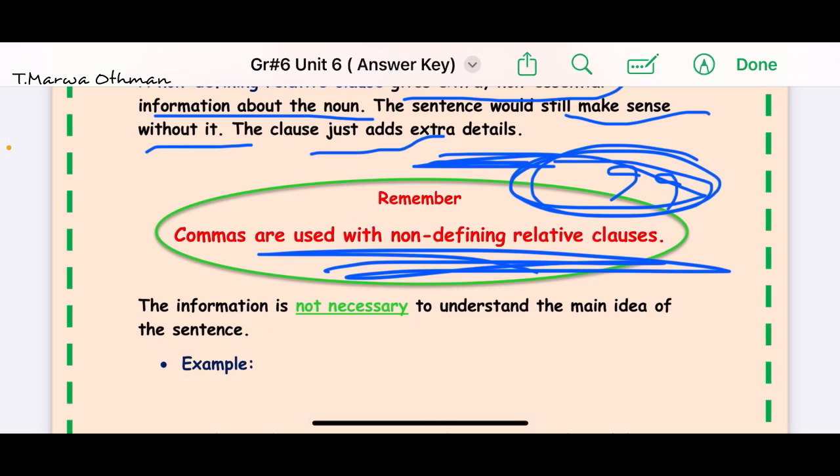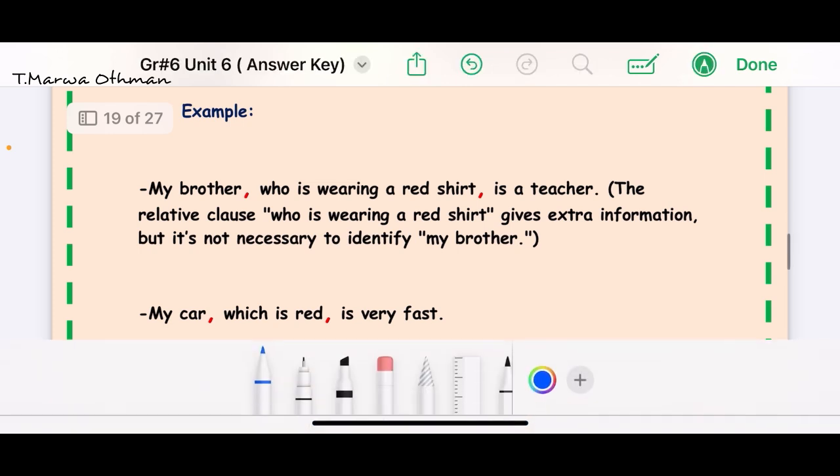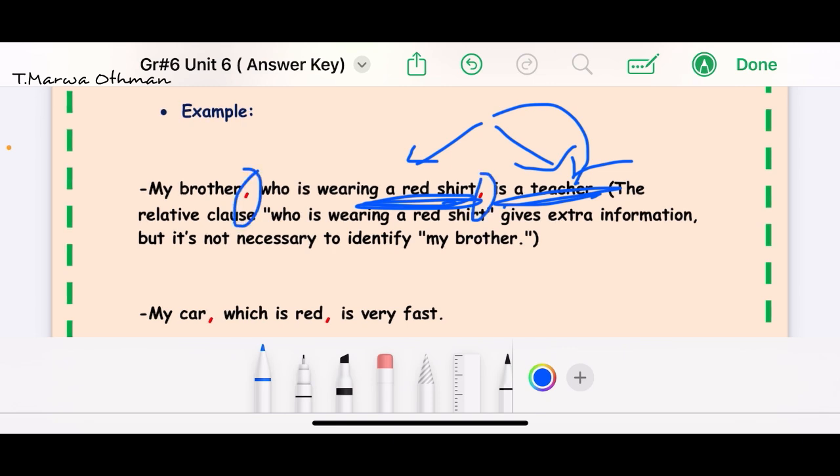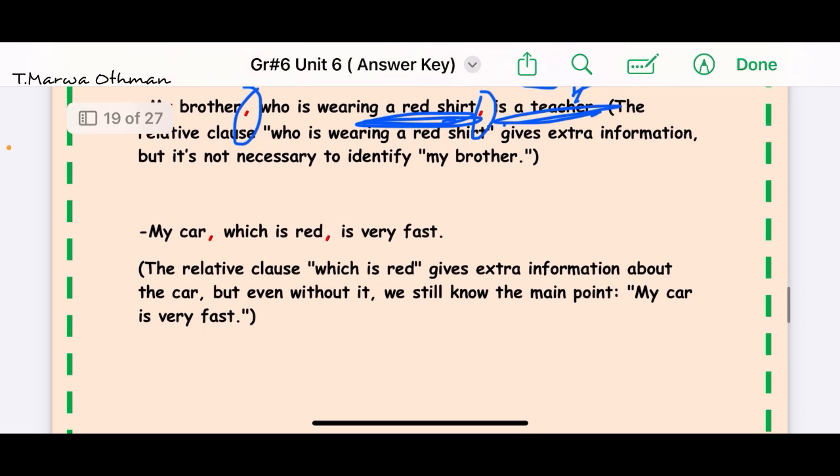Okay, look at here. My brother, who is wearing a red shirt. If I say my brother who is wearing a red shirt and I stop, you would understand the sentence clearly. But if I want to give you extra information, I would say for you, he is a teacher. So I give you two pieces of information, that he is wearing a red shirt and also extra information that he is a teacher. So I gave you extra information and I put commas here. Okay, so I gave you extra information, but it's not necessary to identify my brother.